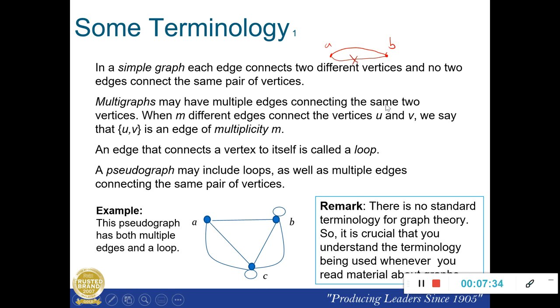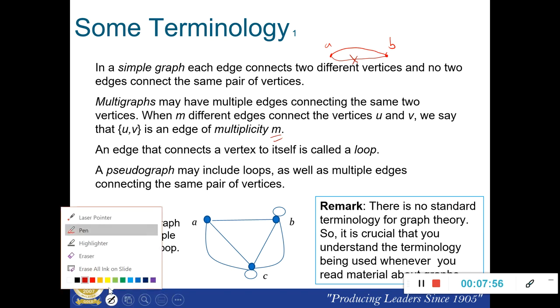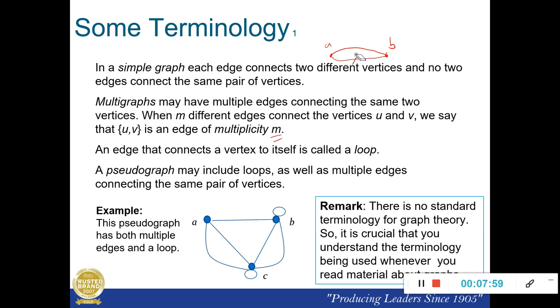A multigraph may have multiple edges connecting the same two vertices. When m different edges connect the vertices u and v, we say that uv is an edge of multiplicity m. So here A and B is a multigraph with an edge of multiplicity m. If you refer to this graph, m is equal to 2 edges.